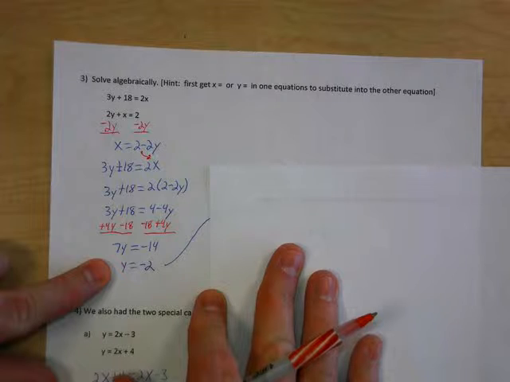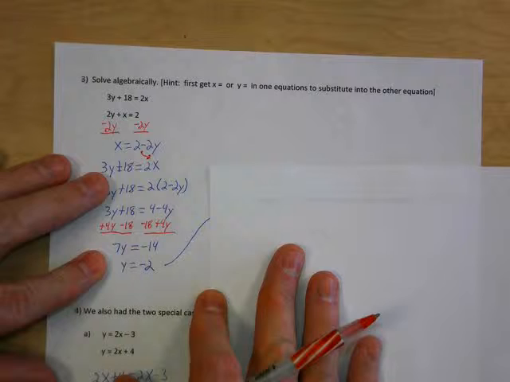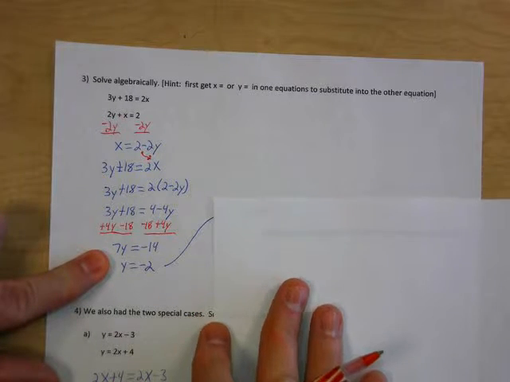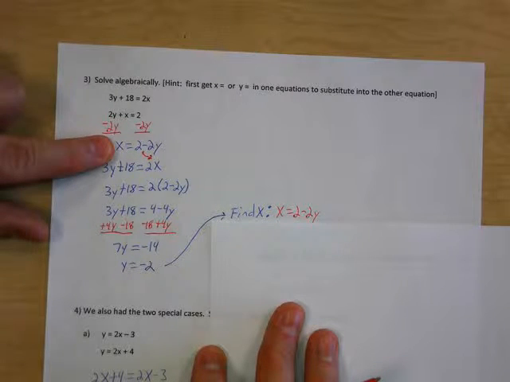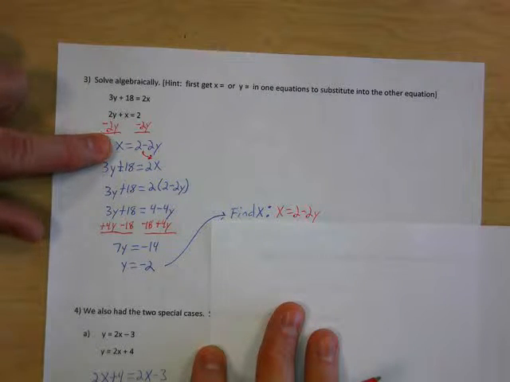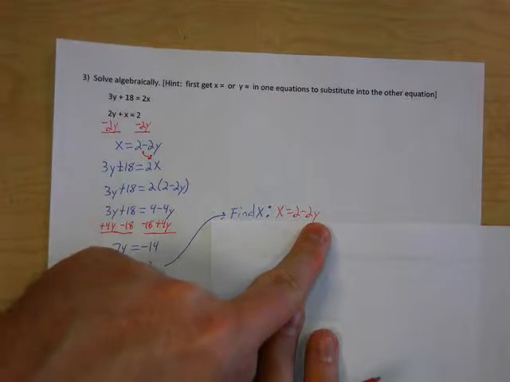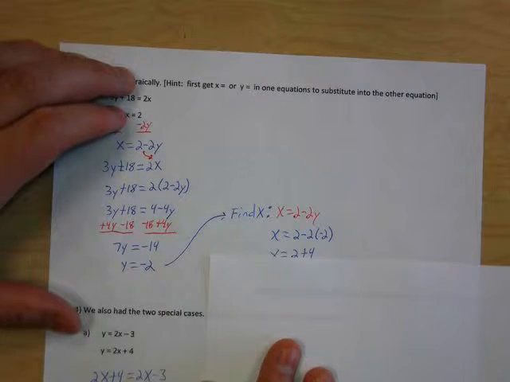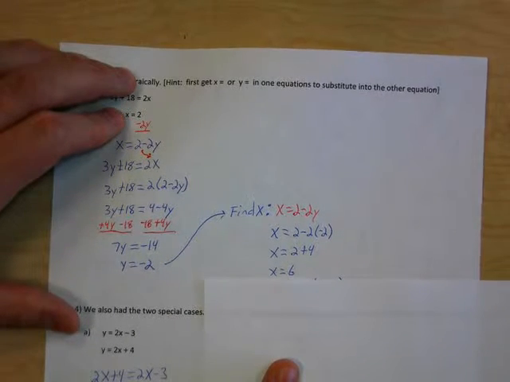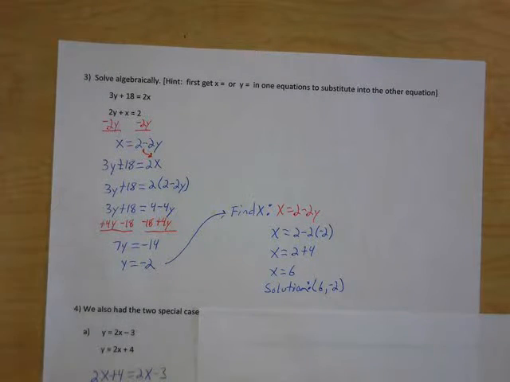If you need to pause the video, feel free to do that, but I'm going to keep moving on. Once we found y, now we have to find the x value. So I'm going to use x equals 2 minus 2y, because that's what we had for our equation for x after we subtracted 2y. In place of y, we're going to put negative 2. We solve it, and we end up getting x equals 6. So the solution for the ordered pair is 6, negative 2.